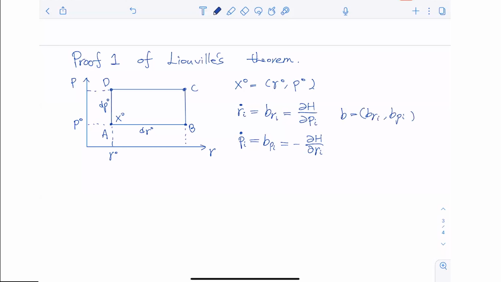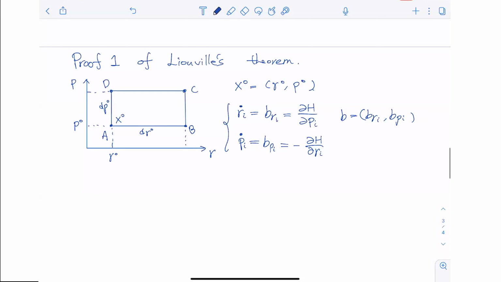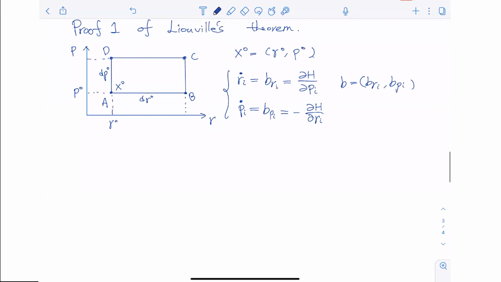Okay, so now we have set our stage with the equations for the canonical evolution, and we have a volume right here defined by A, B, C, D. The volume of this rectangle is easy. It's just dr naught times dp naught. And we want to ask how this volume evolves under this canonical evolution.